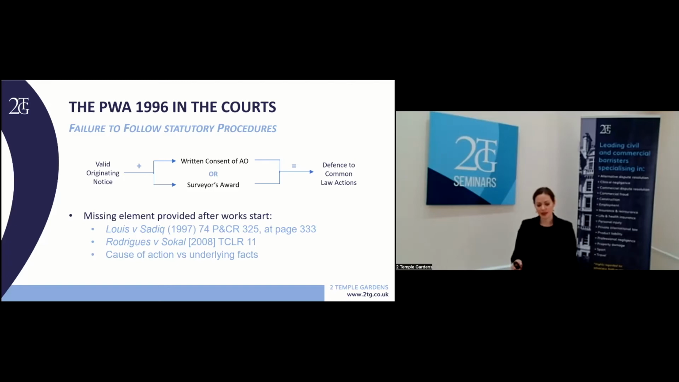Now, in Lewis, the building owner invoked statutory procedures after the work started and after it is alleged that damage was caused. When the adjoining owner brought a claim in respect of that damage, the building owner argued that the common law regime was entirely excluded by operation of the Act. In other words, that his notice, which was served after the works had started, could operate retrospectively to provide him with a defence. Now, this argument was rejected.